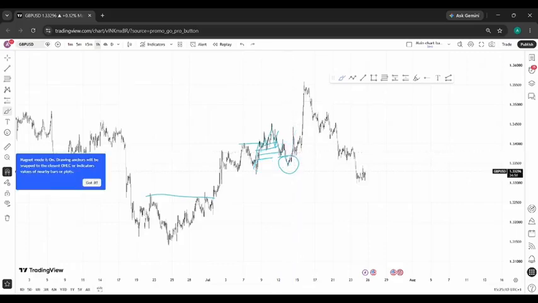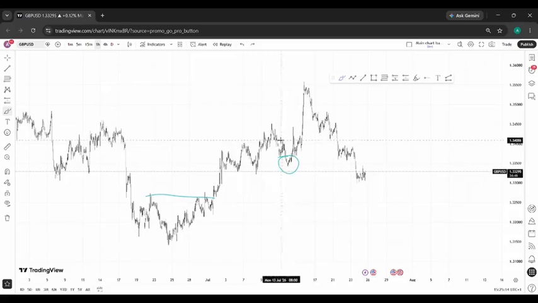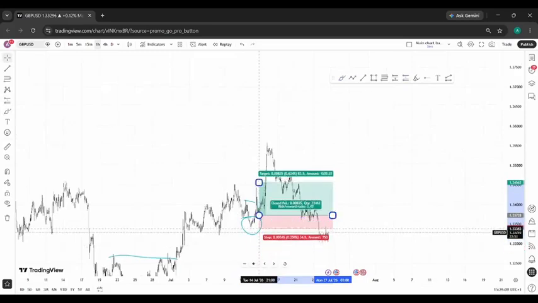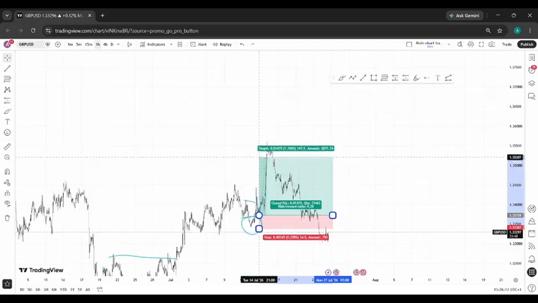Let me tell you so you can see exactly what I'm talking about. So after this break of structure to the upside here, price has started pulling back. So this is where I enter the trade and keep my stop loss below this low, and my target number 1 is 1 to 4 risk reward. That's how I do my trade.